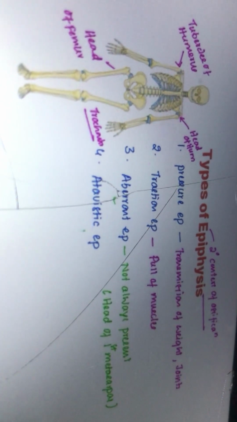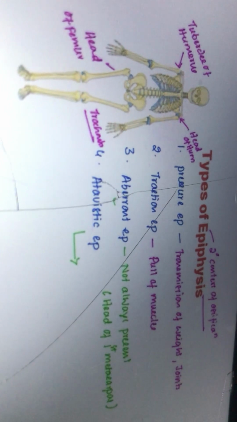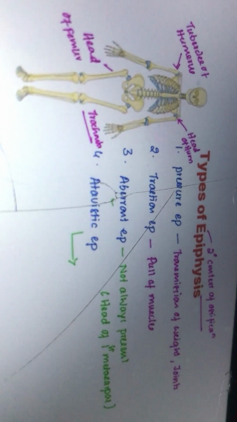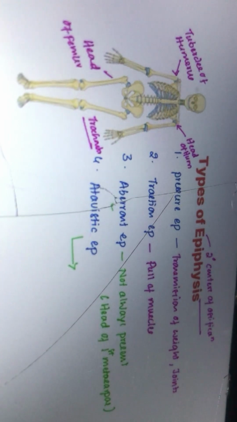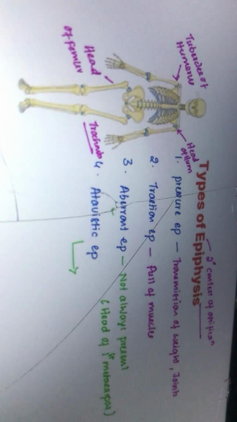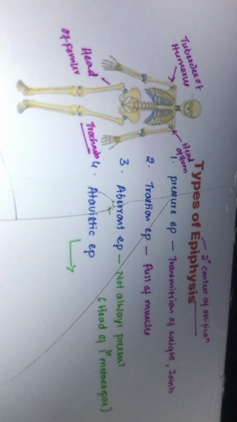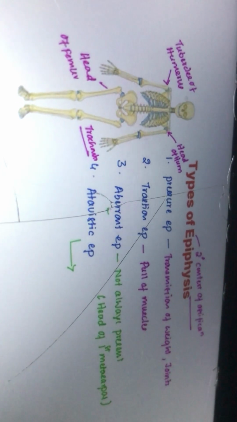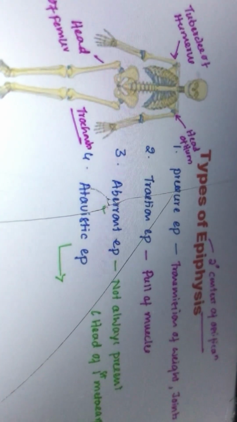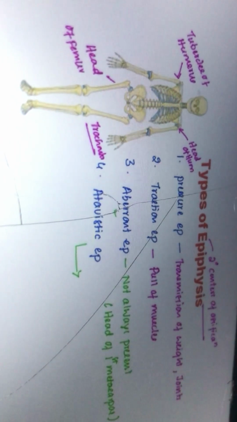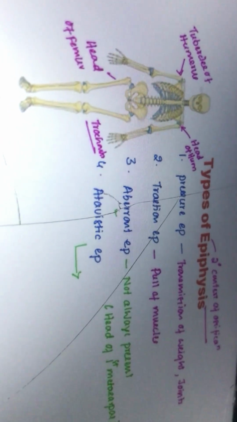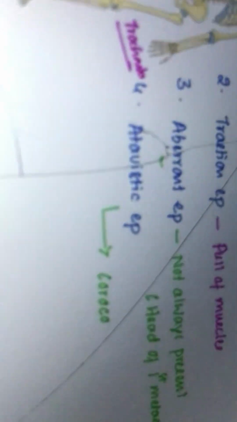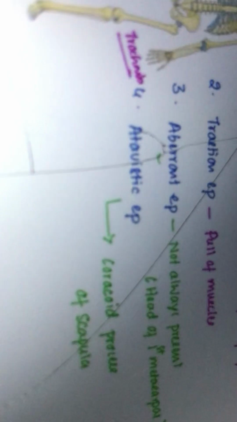What about atavistic epiphysis? Remember, atavistic epiphysis develop phylogenetically as independent bone, then it gets fused with the main bone to derive its vascular supply. So basically, atavistic epiphysis becomes part of a bone just to derive the vascular supply or nutrition. So basically, atavistic epiphysis act like parasites. They feed on another main bone. Best example for this is the coracoid process of scapula. The coracoid process of scapula is the best example for the atavistic epiphysis.